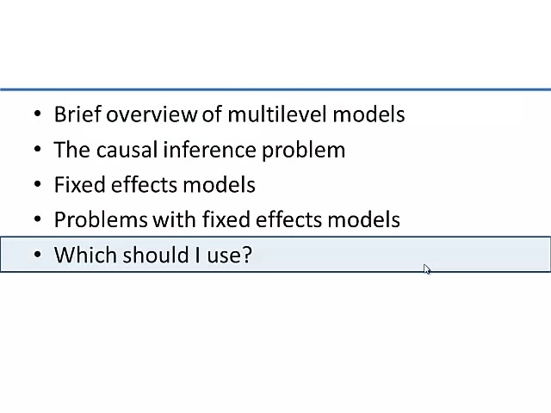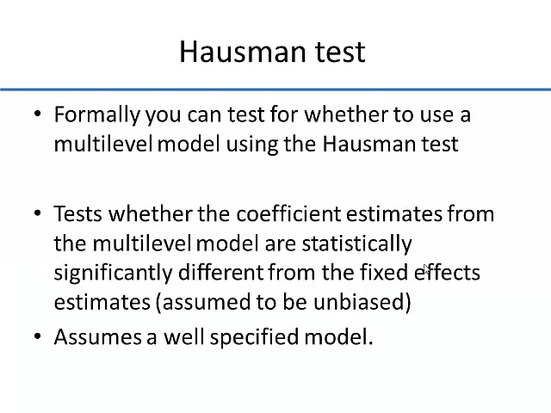So the final question is, which one should you use? Well, in economics, it's quite common to use what's called a Hausman test. And this is a statistical test comparing what they would usually call a random effects model, but most social sciences call it a multi-level model, comparing the results of that with the results of the fixed effects model that you have. Okay? And the Hausman test really just asks the question, how different are those multi-level estimates from your fixed effects estimates? I guess the implicit assumption in this test is that the fixed effects model is unbiased, okay?